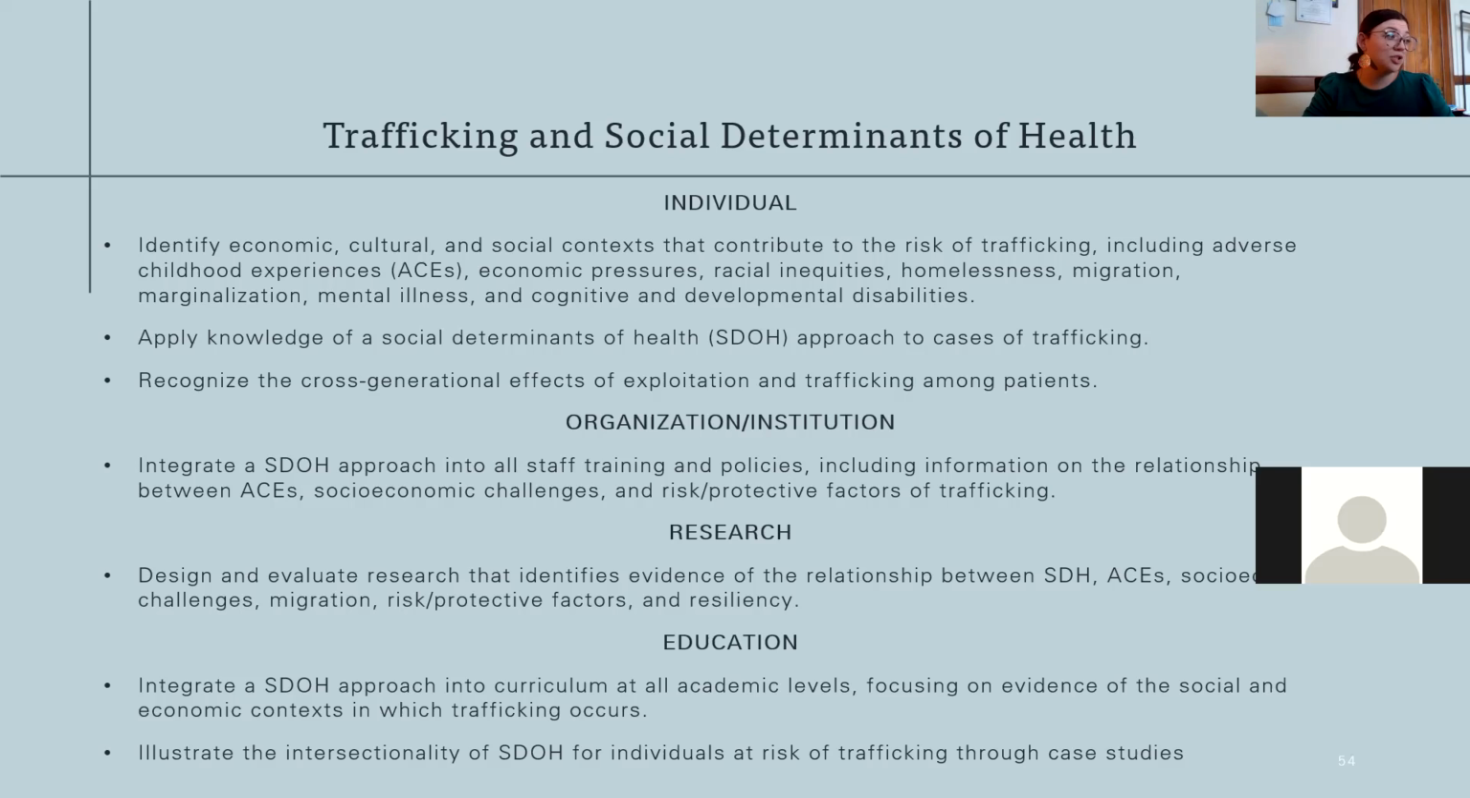Organization and institution. So integrating a social determinants of health approach into all staff trainings and policy. Do we know what that is? How does that look like in our care? Where can we add that to places that might not already be? Including information on relationships between ACEs, again, a huge factor in risk for youth and adults being exploited after having experienced ACEs as a child. Oh my goodness, this word is always a challenge to me. Socioeconomic challenges, what that looks like for them, and then risk and protective factors of trafficking. How can we take all that information and bring it to an organization and institutional level?